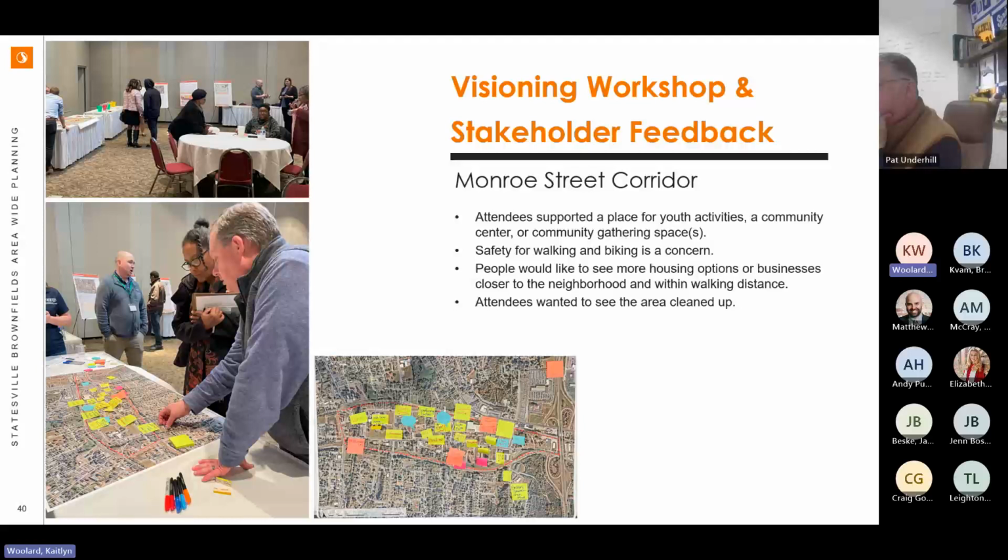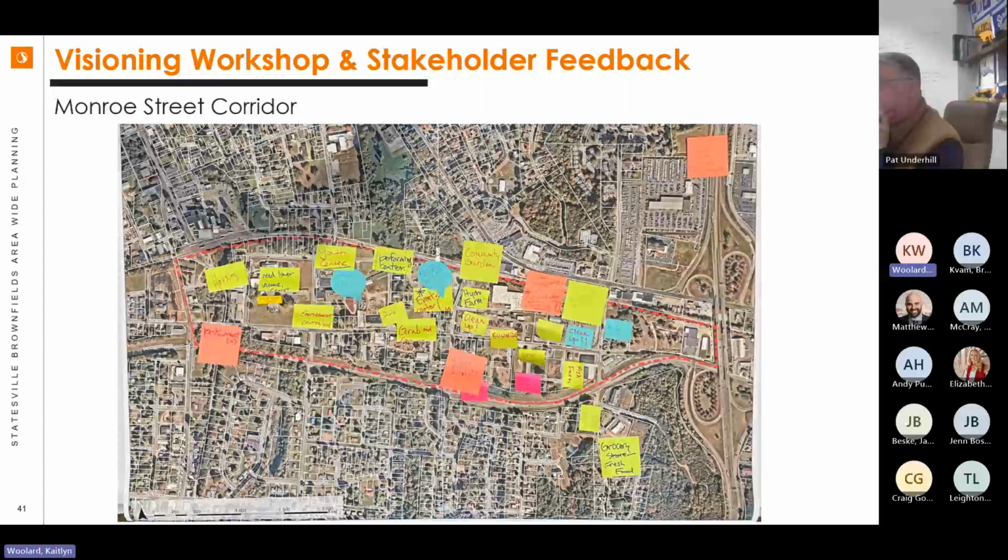The Front Street corridor, here is the map. You can see restaurant, housing, youth center, performing arts center, clean it up. Community garden, fish farm. We heard that actually in both areas. So again, it just kind of goes to amenities. What are the things that people can do? What can people take part in these areas?